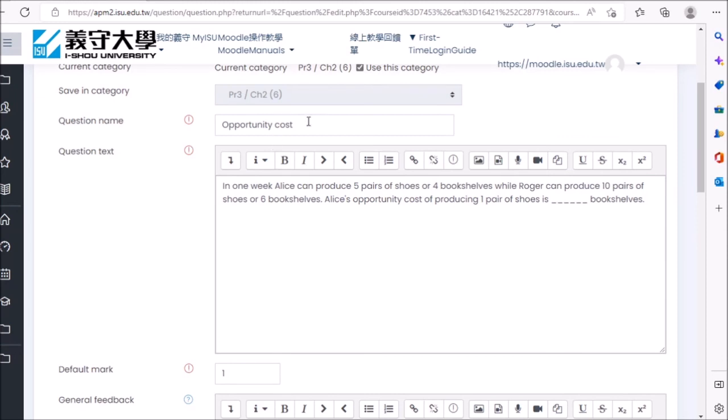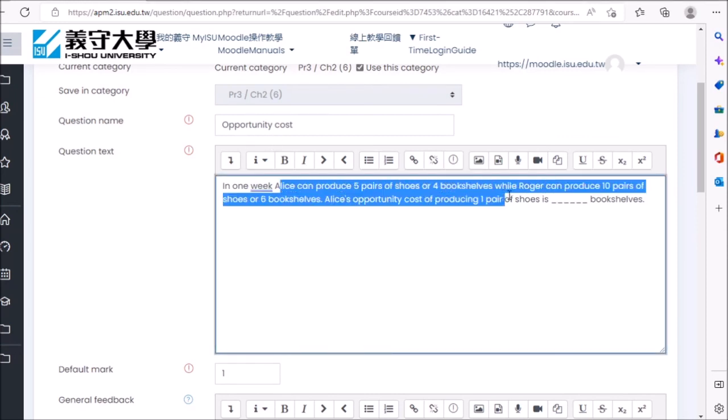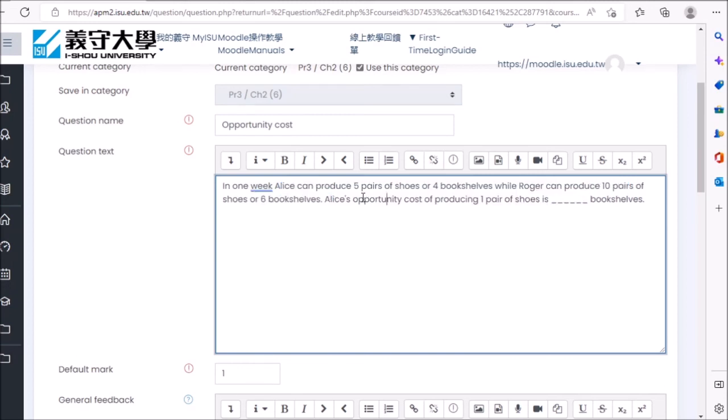And the last question on opportunity cost. Alice can produce, again, 5 pairs of shoes or 4 bookshelves, while Roger can produce 10 pairs of shoes or 6 bookshelves. The opportunity cost for Alice of producing 1 pair of shoes in number of bookshelves: at the same time, while producing 5 pairs of shoes, she could have produced only 4 bookshelves. So 4 divided by 5, that's 0.8, or 80% of a bookshelf, is the opportunity cost of producing 1 pair of shoes.